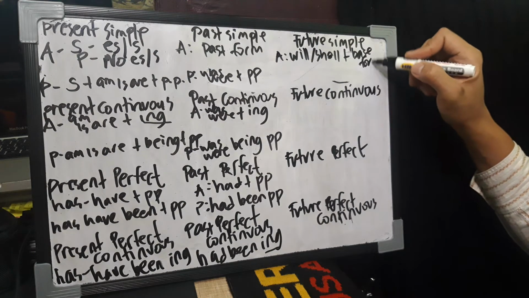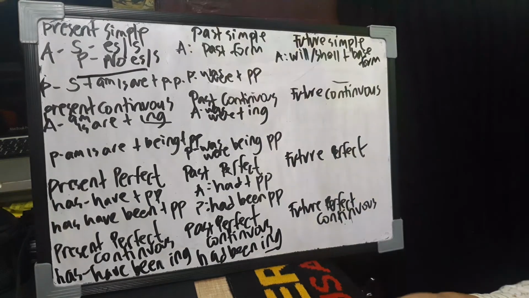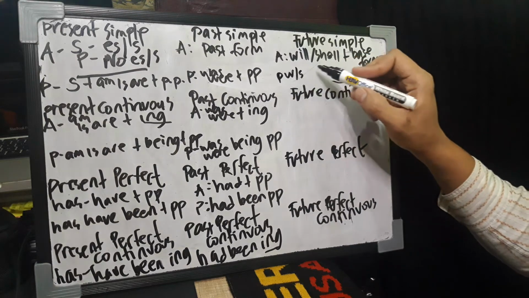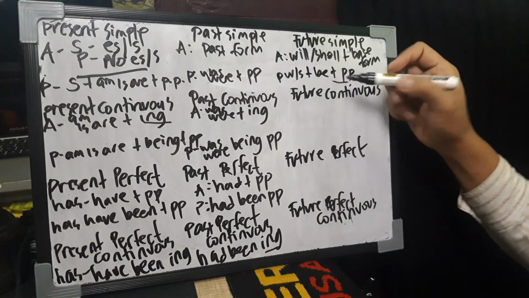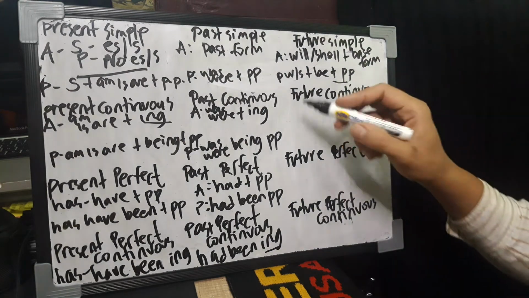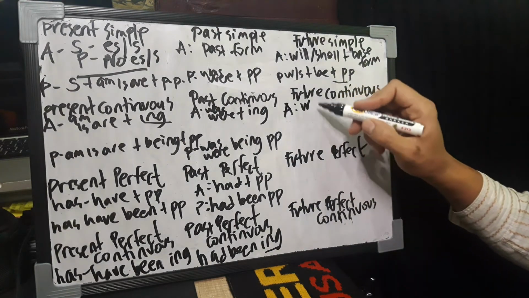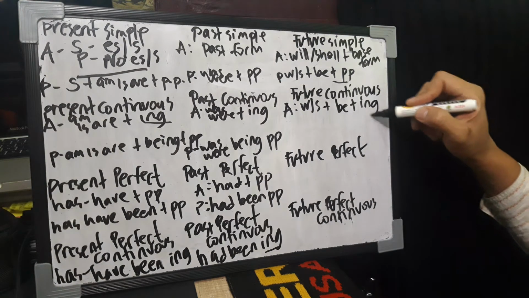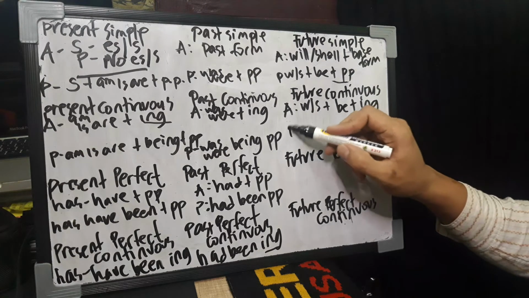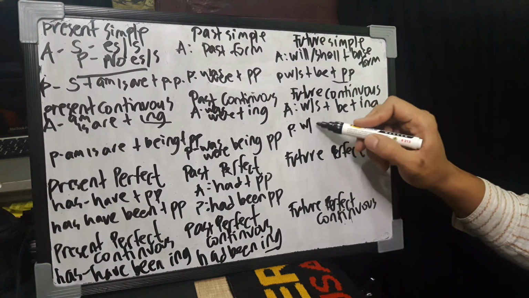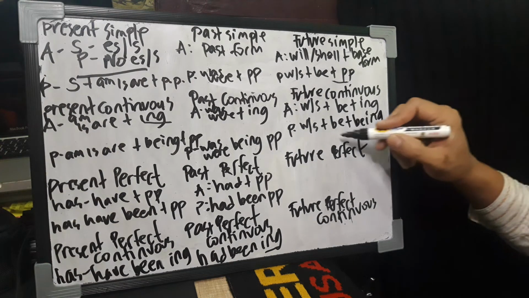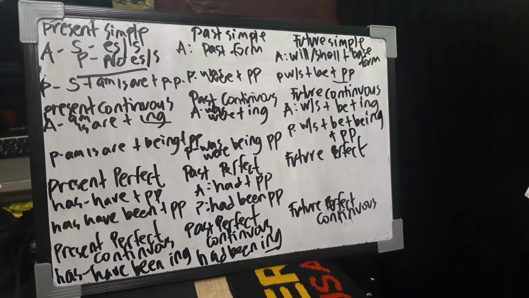Again, what is base form? It is the plain form of the verb. How about the passive? We can just simply use will or shall plus be plus past participle. For the future continuous, teacher, what is the pattern for active? We can use will or shall plus be plus present participle, the ing. How about for the passive? We can use will or shall plus be plus being plus past participle.